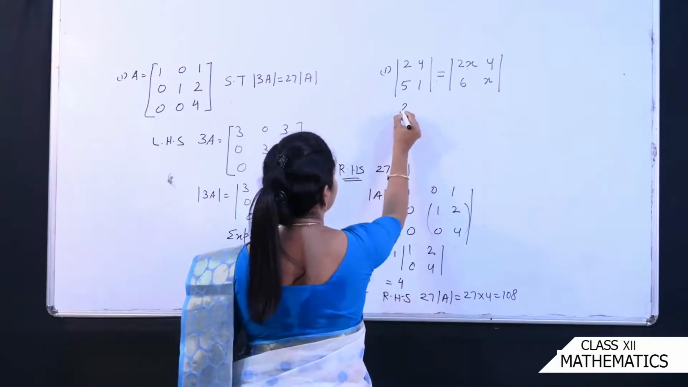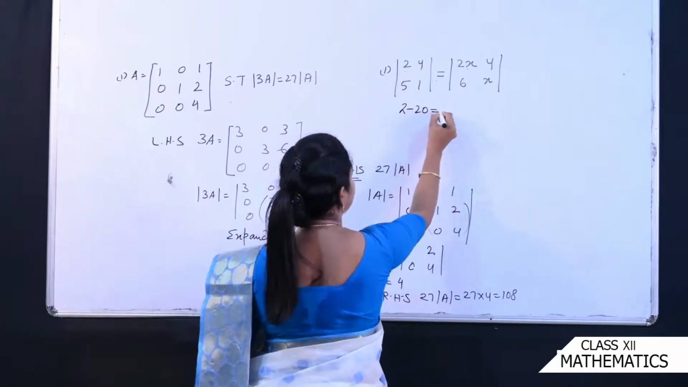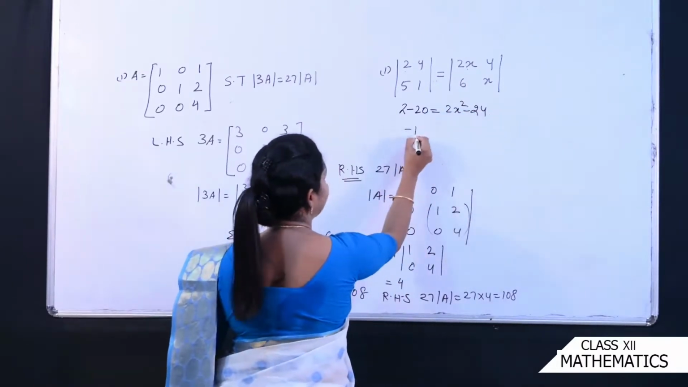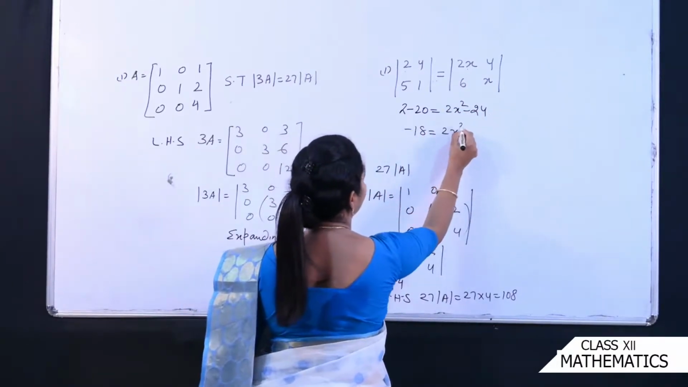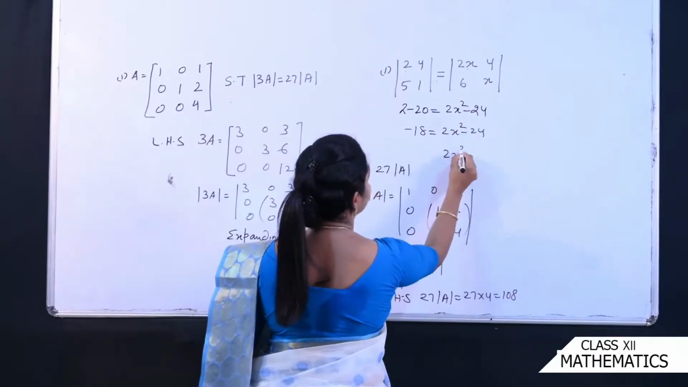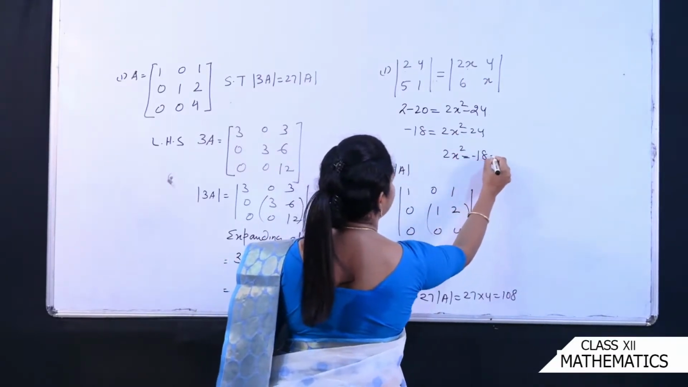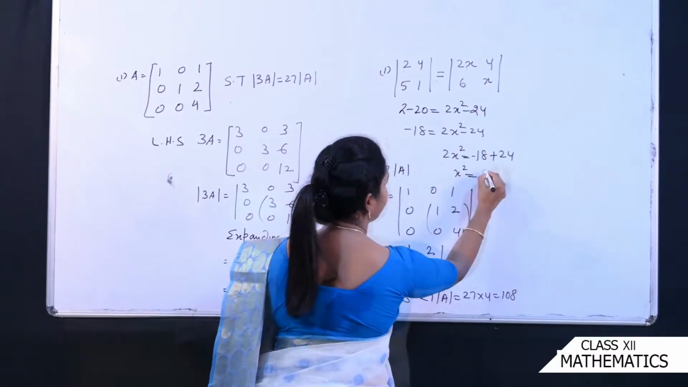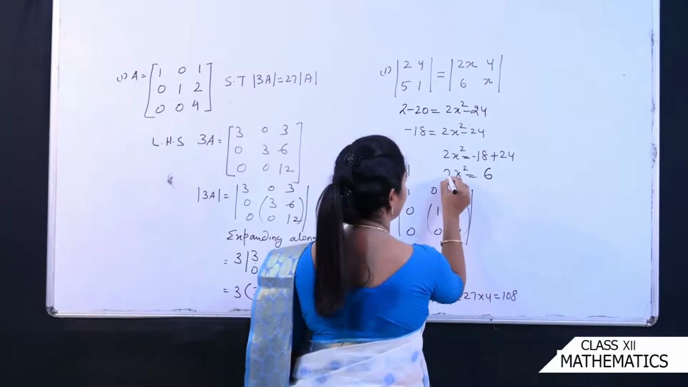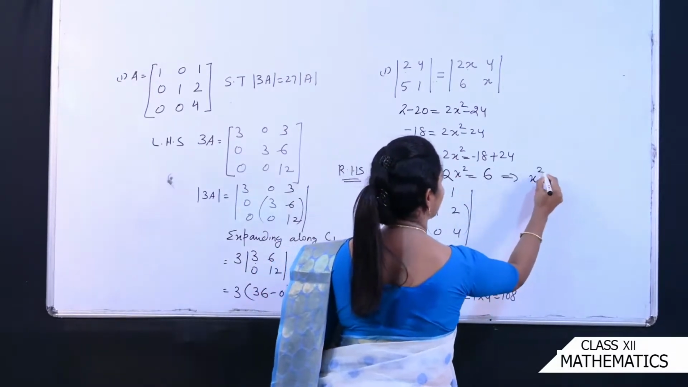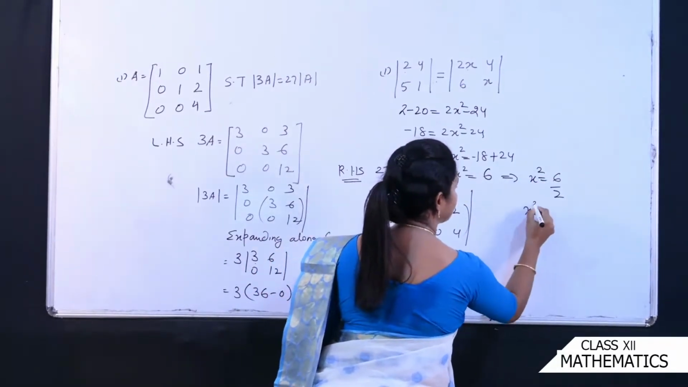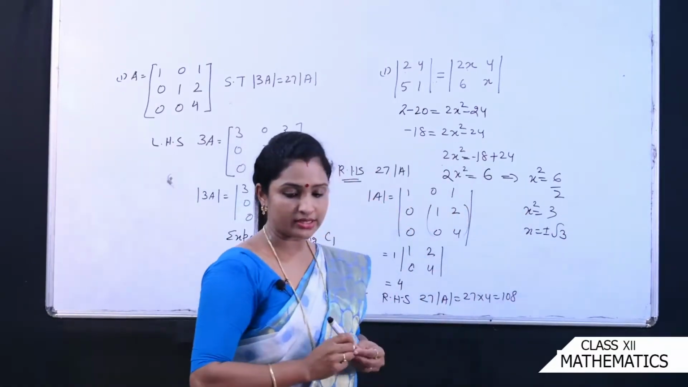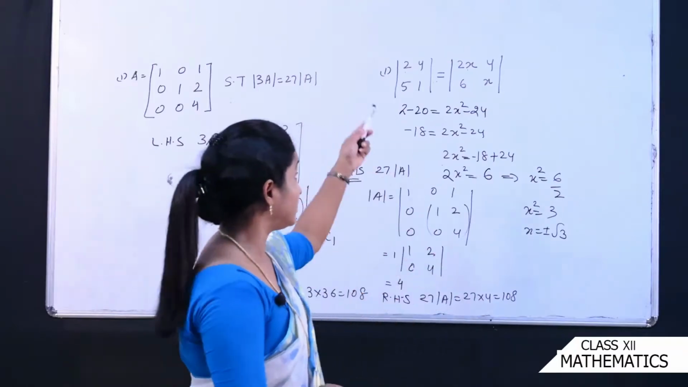That means it is 2 minus 20 is equal to 2x square minus 24. So it is minus 18 is equal to 2x square minus 24. 2x square is equal to minus 18 plus 24. That is 2x square is equal to 6. That implies x square is equal to 6 by 2, x square is equal to 3, x is equal to plus or minus root 3. So this is the answer you're getting for this question.